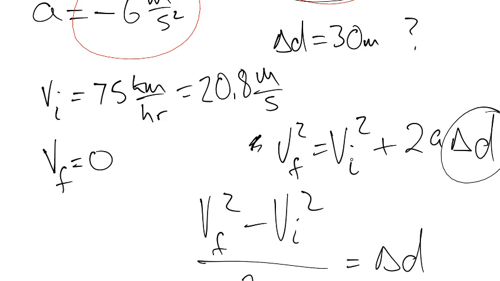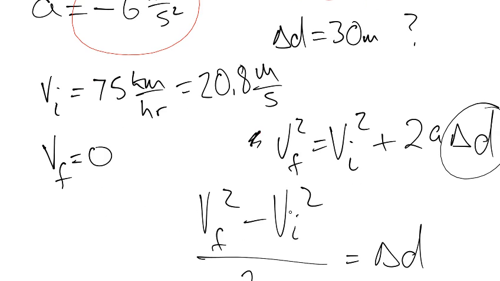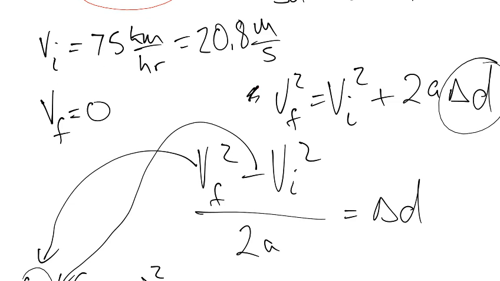Now we're going to go ahead and put our numbers in. Now we know that V final squared is 0. V initial is 20.8. So we're going to go negative 20.8 meters per second, squared. So we're putting in 0 for the final velocity. And then we're going to go 2 times negative 6 meters per second squared. And now for delta D, let's plug this through our calculator.